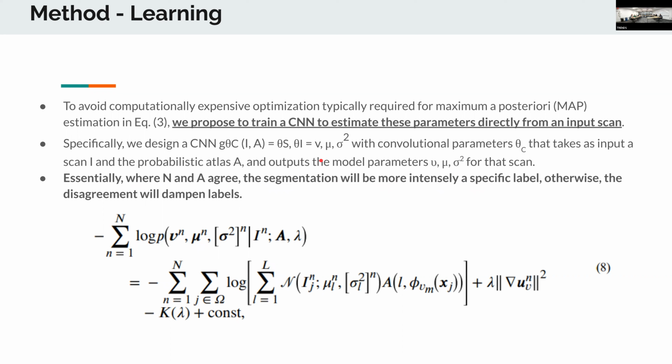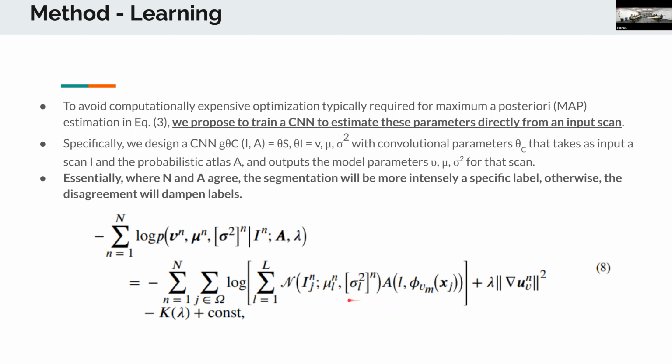Okay, so like I've said many times, all of these places where they're doing estimates on the theta parameters, theta s and theta I, which could be done with things like expectation maximization, they're replacing with a CNN, which predicts the parameters or the deformations. So the top half predicts the deformations and the bottom half predicts the mu and sigma squared for the maps. And this is essentially what the loss function becomes for the network.